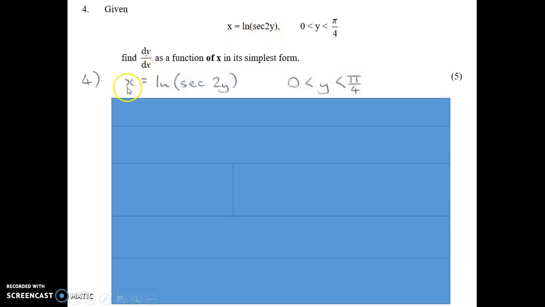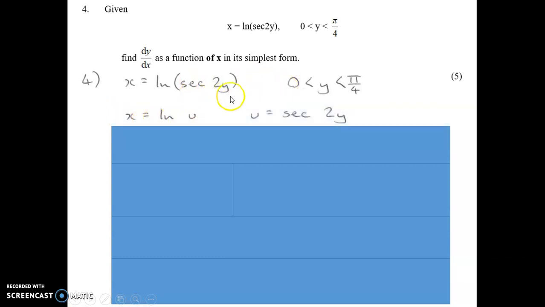Also notice that in this function we've got a function of y within another function, so secant of 2y within natural log. That suggests that I'm going to need to use the chain rule first of all to differentiate this, and when I differentiate this I'm going to get dx by dy. So I can say x is equal to ln sec 2y, and if I call u sec 2y, then I've got x equals ln u, where u equals sec 2y.